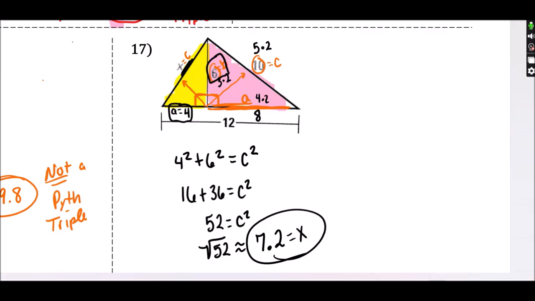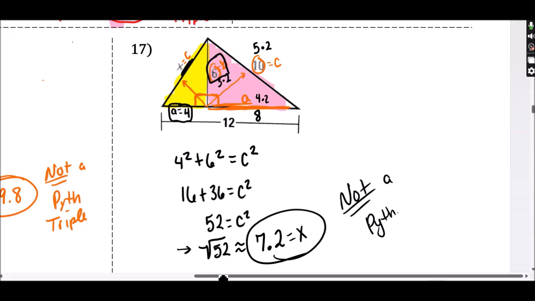All right, guys, let's check how we did. So 4 was our A, 6 was B, square those to get 16 and 36, add it up to get 52. At this point, we need to square root 52, which is a decimal, so that's an approximate, and we round that, that's approximately 7.2. Now remember, the question does ask, is it a Pythagorean triple or not? Since one of the values is a decimal, we would say this is not a Pythagorean triple.